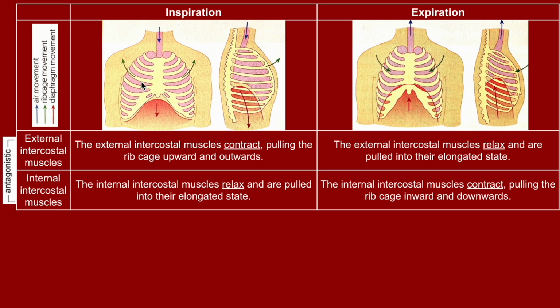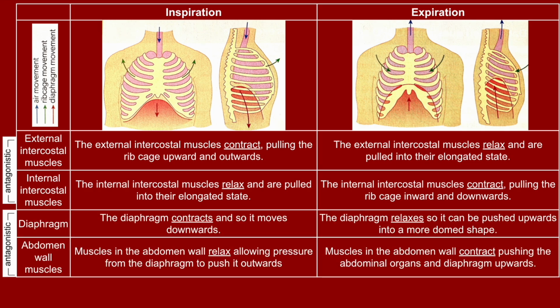And when they contract, they pull your rib cage up and out, increasing the volume of your lungs. Just picture that when they contract, they're pulling in that direction. So externals contracting, pull it outwards, larger volume. And it's antagonistic with the internal intercostals on the inside of the rib cage. And so when the externals contract, the internals are going to relax, and vice versa. When the internals contract to lower the volume of the lungs, the externals are going to relax.